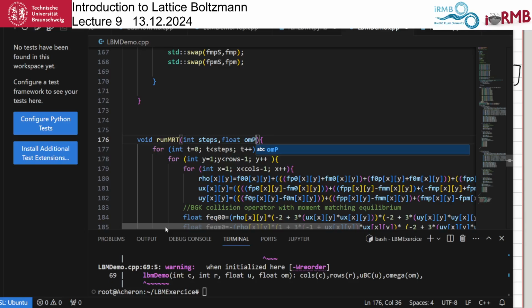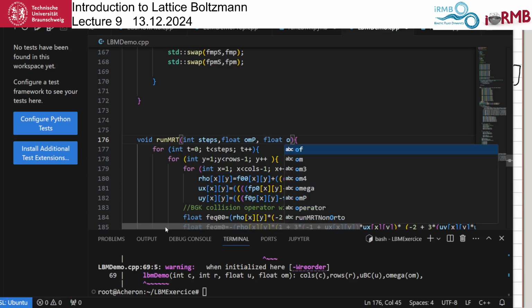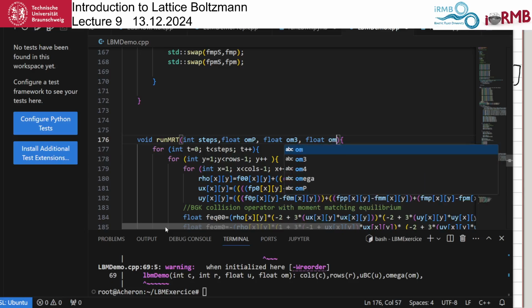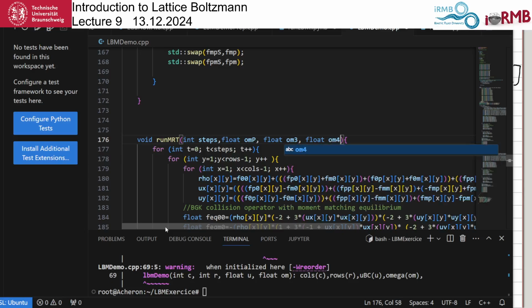what they call E, yeah. I call this actually the pressure, and I call this omega p, and I will call the numbers are now a little bit different, yeah. So I will introduce an omega for the third order moments and one for the fourth order moment, right?